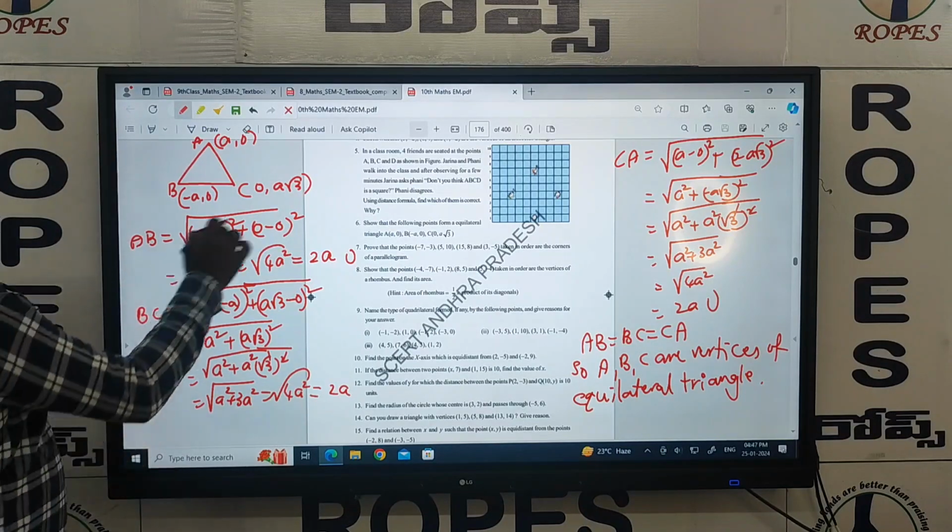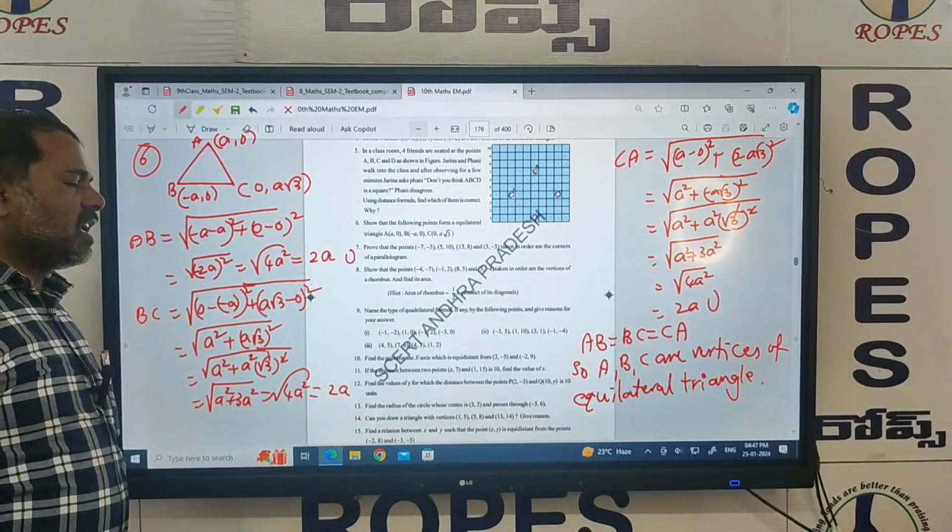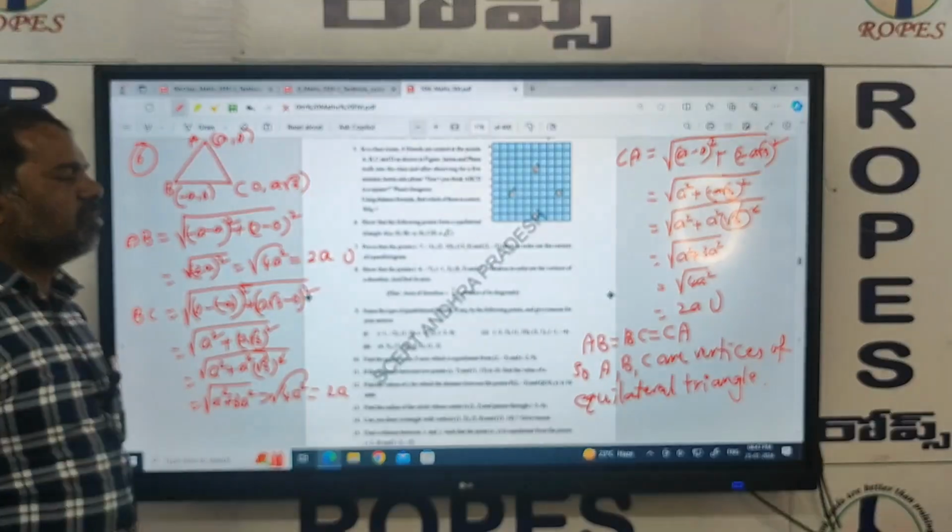If you find it like this, this is the answer to the 6th question. Whether they are giving 2 marks or 4 marks, you will get full marks.